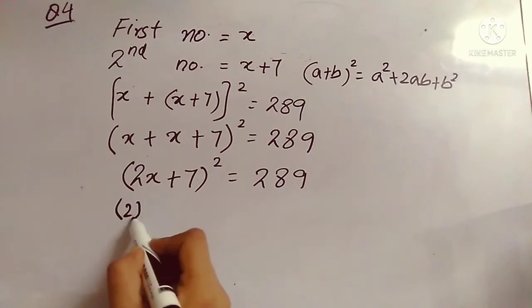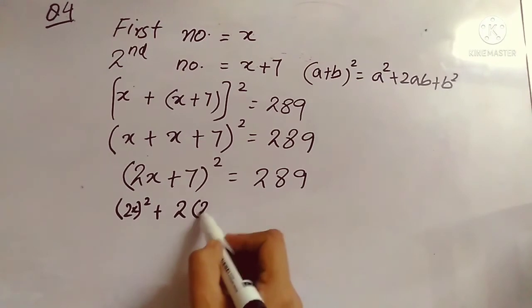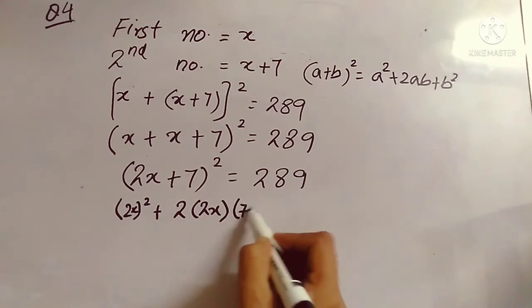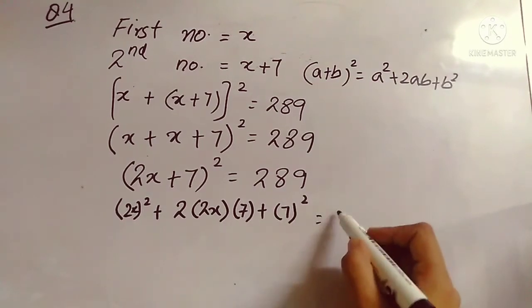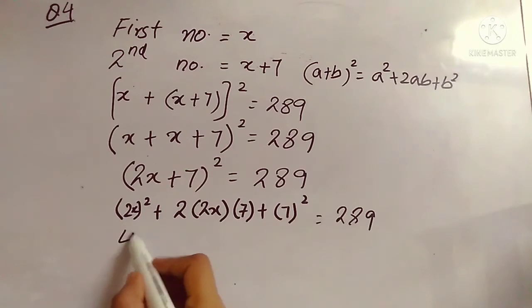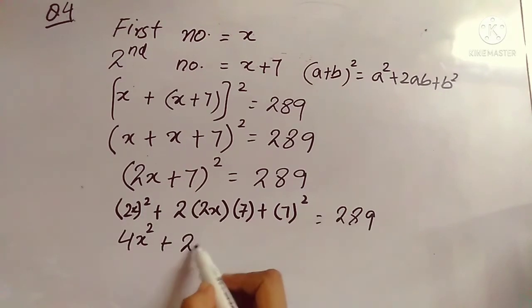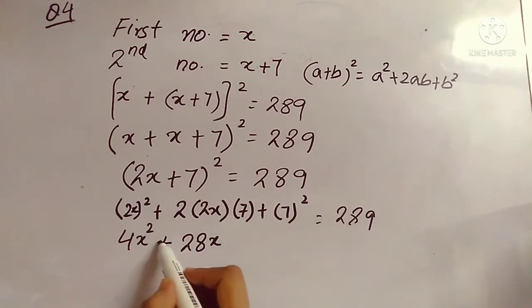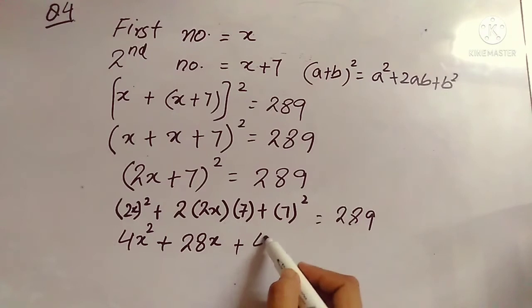So a square plus 2ab plus b square is equal to 289. Now 2x square will be equal to 4x square, plus 2 2s are 4, 4 7s are 28, so 28x, and plus 7 7s are 49.